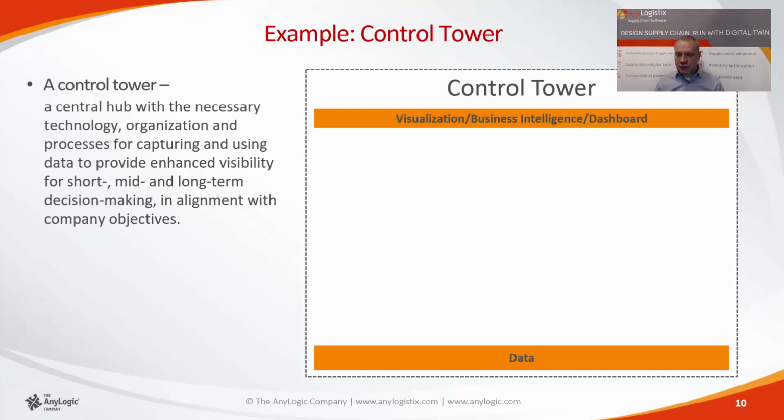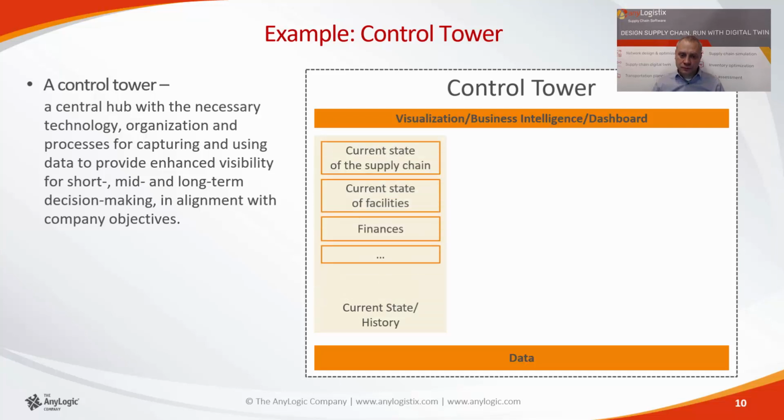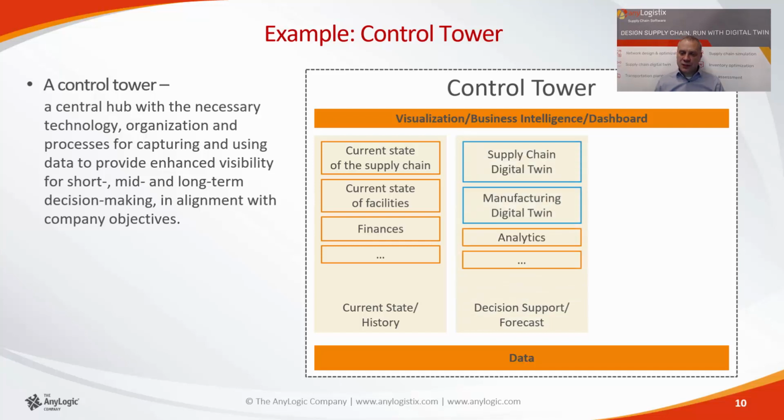And this visualization is based on data. Inside, there are 3 modules. The first of them is responsible for representing the current state of your supply chain and its history. The second one is responsible for decision support and forecast. And this is exactly where we play. This is exactly where digital twins are used.